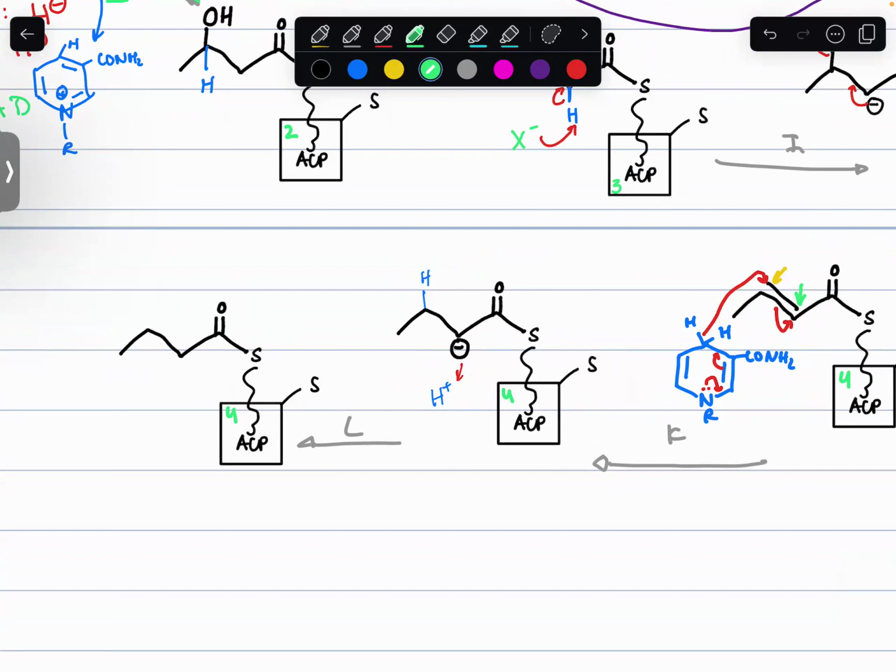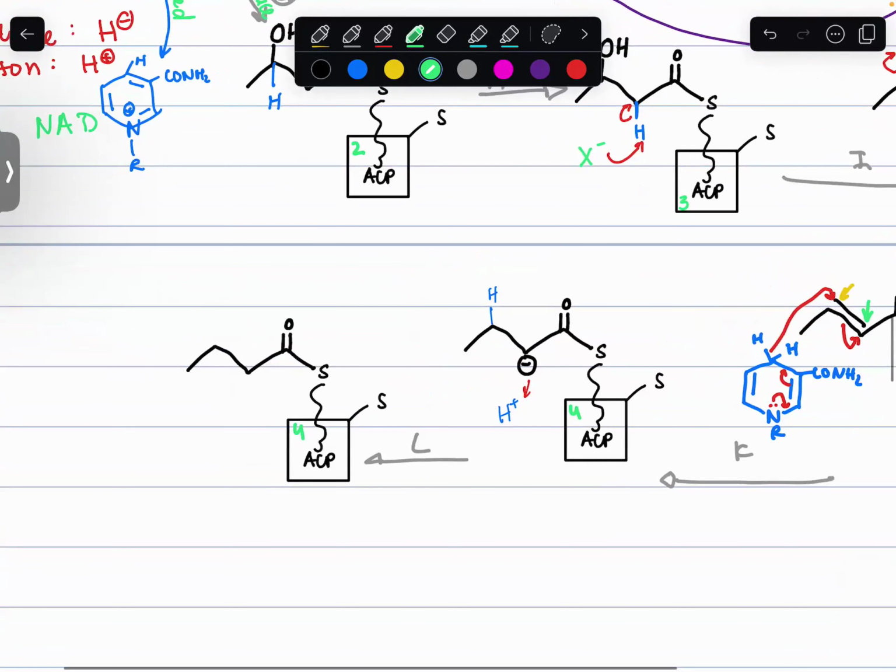Yes. So the only thing that's left is termination, and that means kicking it off the protein so it can go be free. And basically, what happens with that is you'll have water come in.